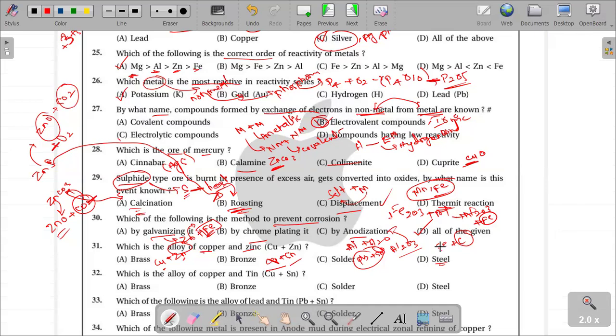Okay. Suppose if they will ask the question, choose any one of the alloy with the non-metal, then you have to select steel. Clear? Clear, sir. Yes, sir. Like that also they will ask the question.